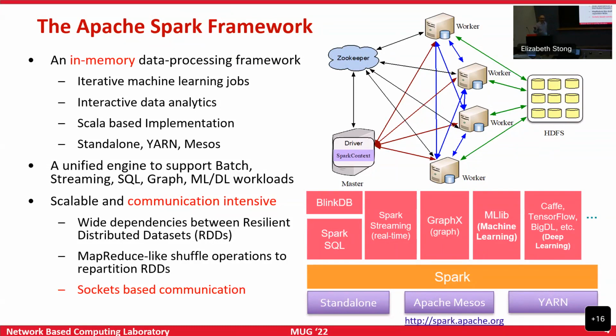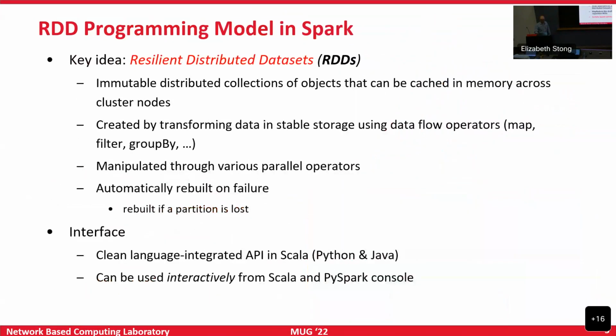Spark has support for the Scala programming language and the Java programming language. They now support Python as well. It also integrates well with many resource managers like Yarn and Mesos. And it has support for running streaming jobs, SQL, Graph, and ML/DL workloads. But just like other parallel and distributed infrastructures, it is scalable, but it's also communication intensive. If you go download Spark today, the vanilla Spark works on top of sockets, and that's essentially an opportunity for us to go and optimize.